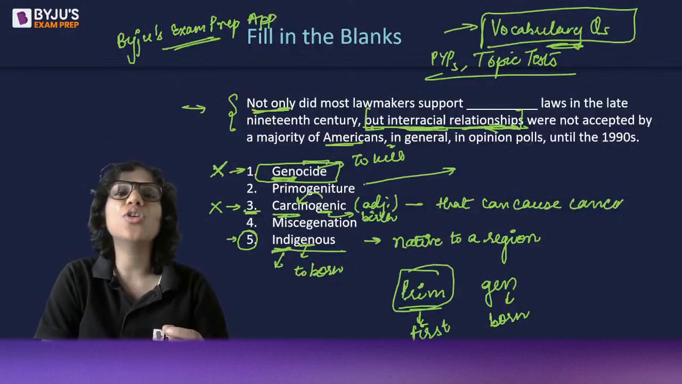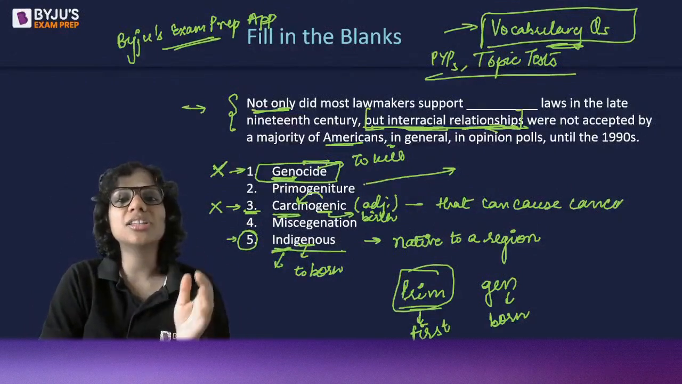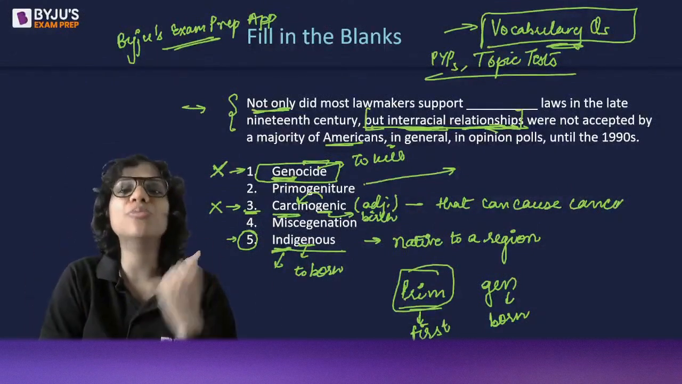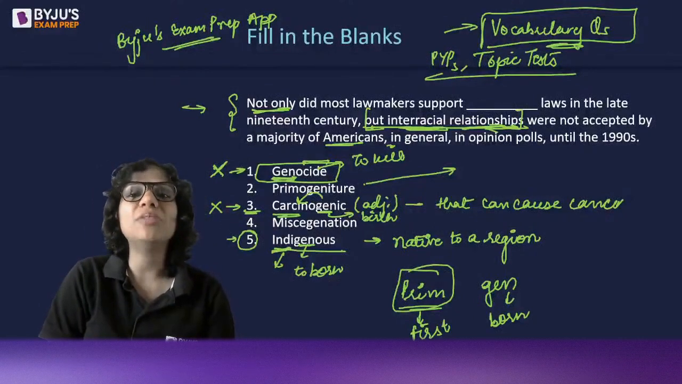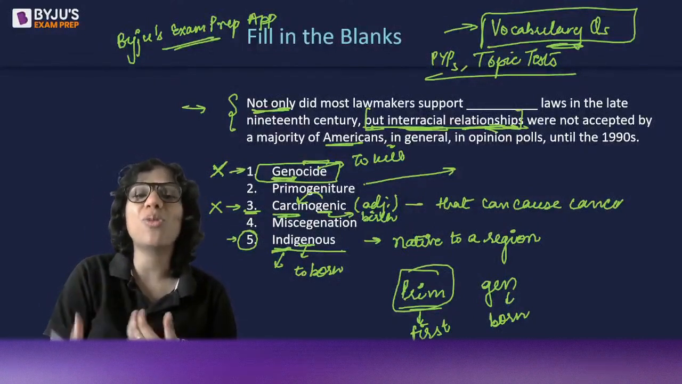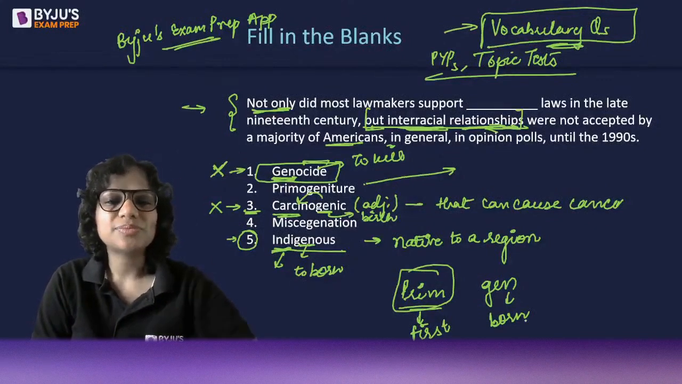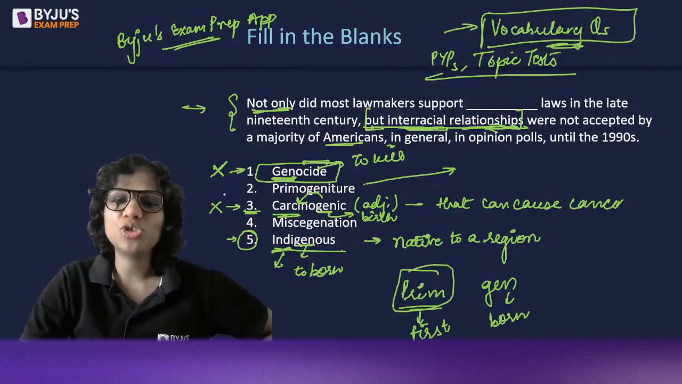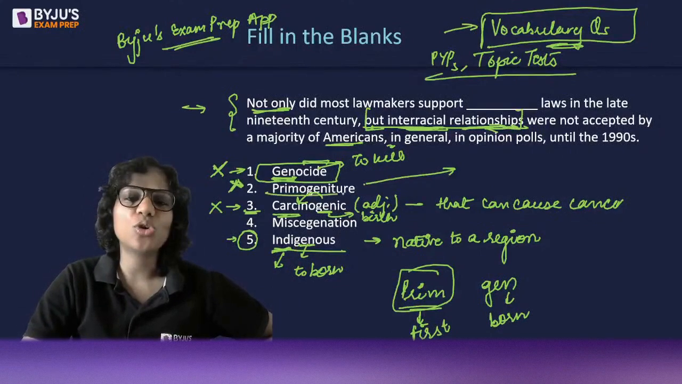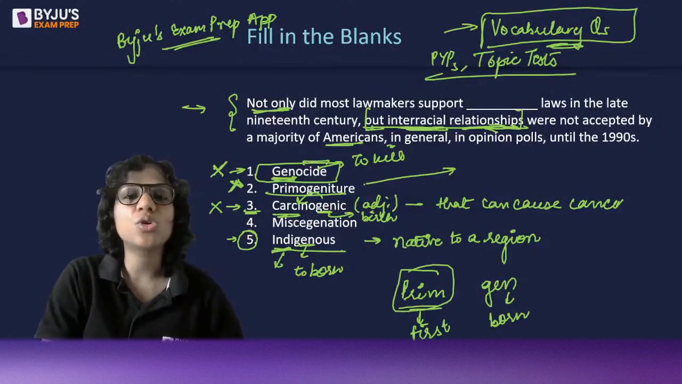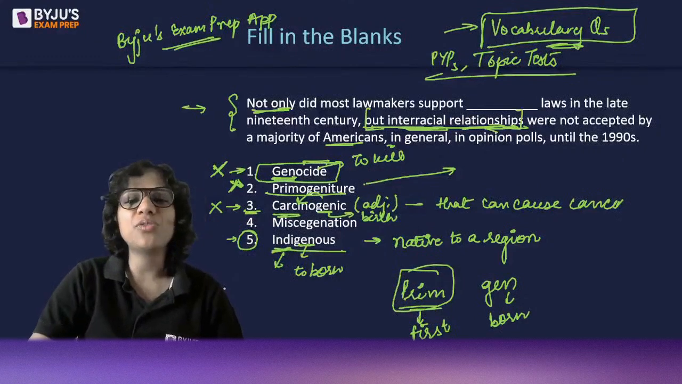Prim means first. Primary colors are the most important colors; they come first in the list of colors. Prime numbers are considered more important than the other numbers, so that's why they're called prime numbers. So primogeniture is also not the answer, because we are not talking about some rule or royalty here. So three options I have automatically eliminated.